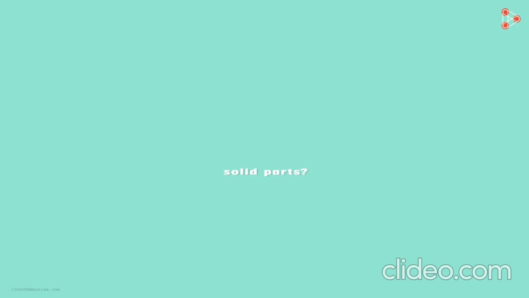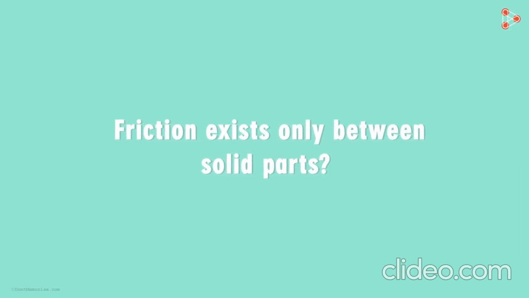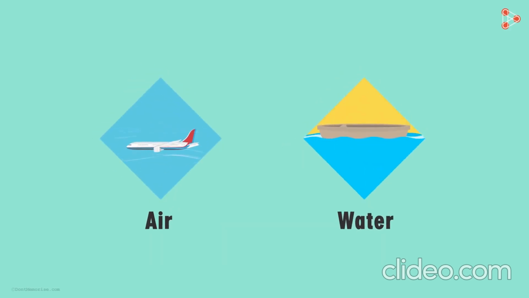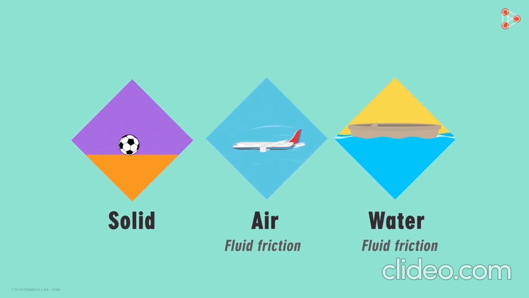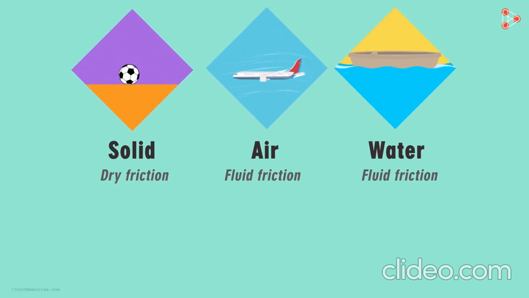Does friction exist only between solid parts? Not necessarily. Friction is offered by fluids like air and water as well. And this force of friction due to fluids is referred to as fluid friction. The friction we've seen between solid parts is referred to as dry friction. The major states of matter are solid, liquid and gas. And liquids and gases are generally referred to as fluids.